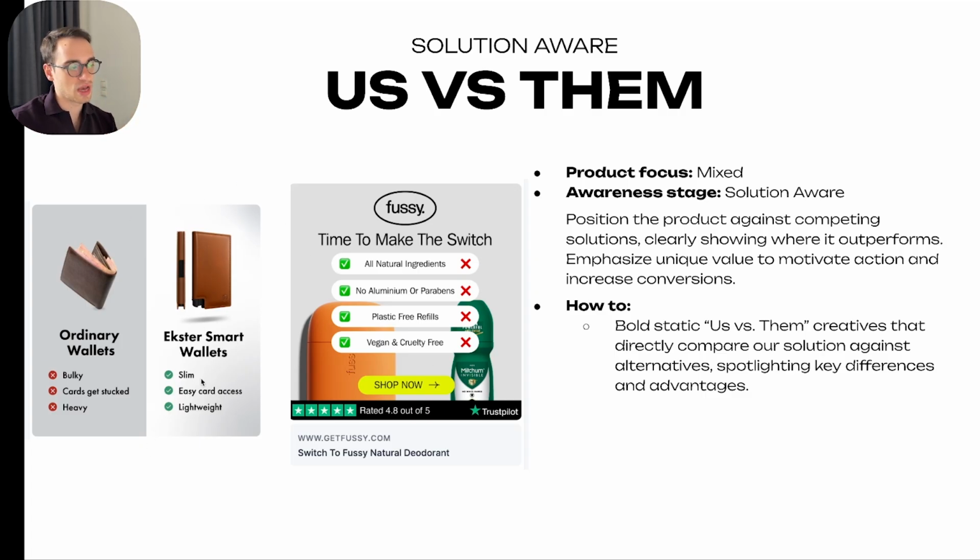Extra smart wallets. How's it different from ordinary wallets? Clearly showcasing the USPs. Same with here: time to make the switch. Again, how is it different? Okay, we're also peppering in some social proof. So again, very easy. You can also do this with video very well, using maybe a split screen, and go through all these key points in a storyline format.